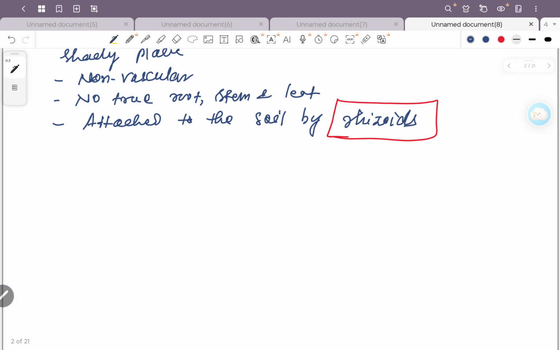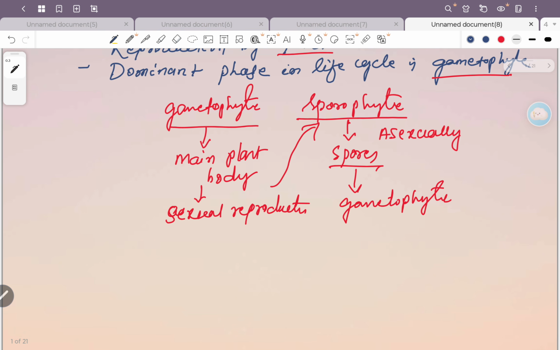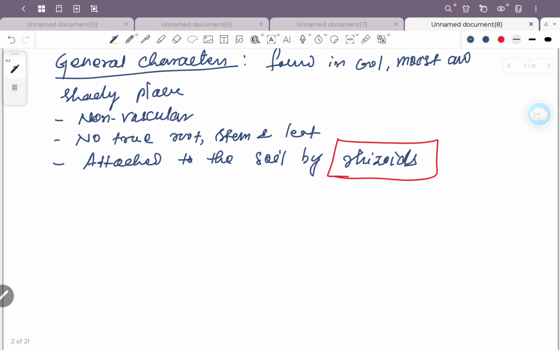Okay, and the main plant body I have already told you, that is they are the gametophyte, and these gametophytes are haploid. Let me tell you, this is haploid. Now they have the two phases in their life cycle, that is sporophyte and gametophyte, as I said earlier. The main plant body is gametophyte. So sporophyte remains attached to the gametophyte.